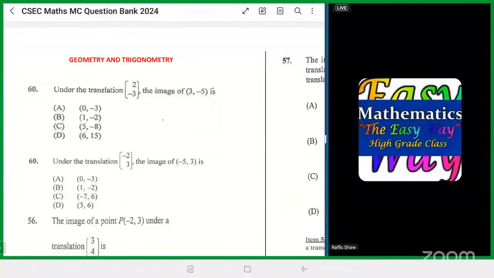This question says O is the center of a circle. The angle at the center is twice the angle at the circumference. So therefore, the angle is twice, good.